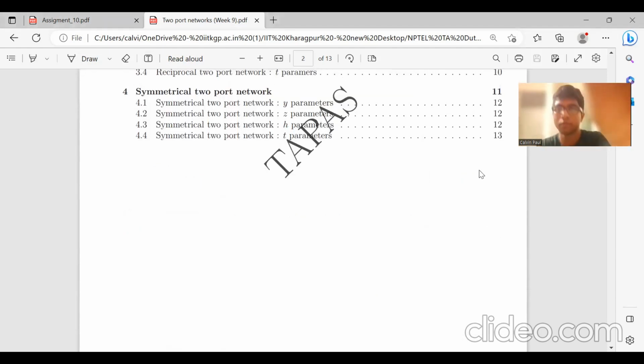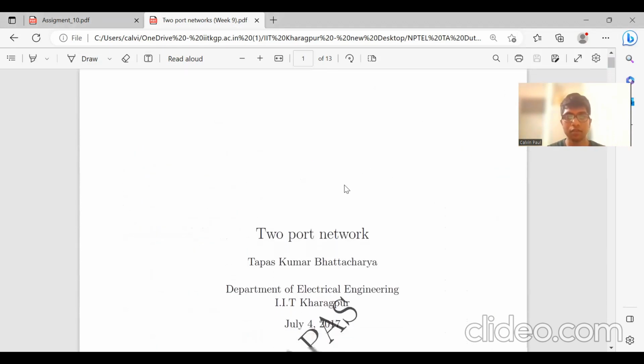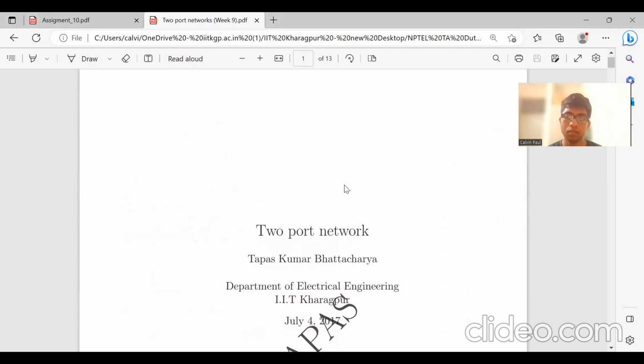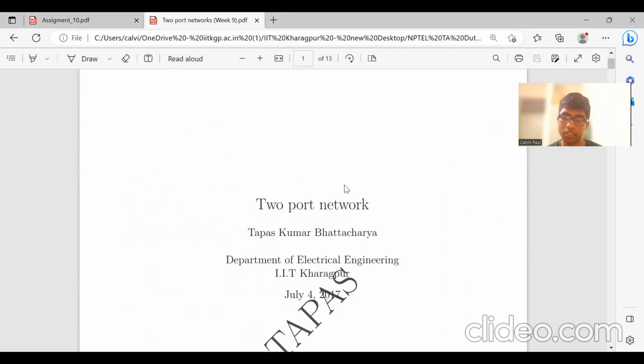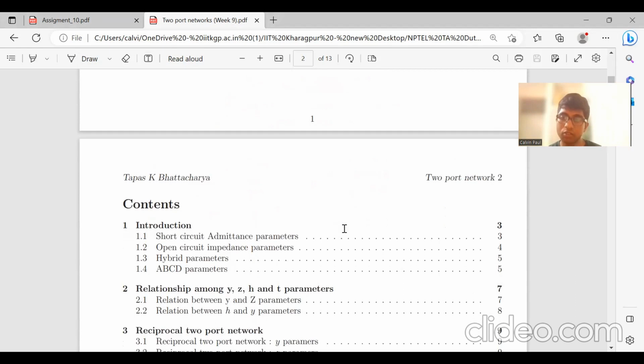So we will begin with this. Today we will understand two-port networks. We will be learning this because this NPTEL course was conducted earlier by a professor in the Department of Electrical Engineering of IIT Kharagpur. Some of his notes are available, so I'll be using them to teach you the concept of two-port networks.